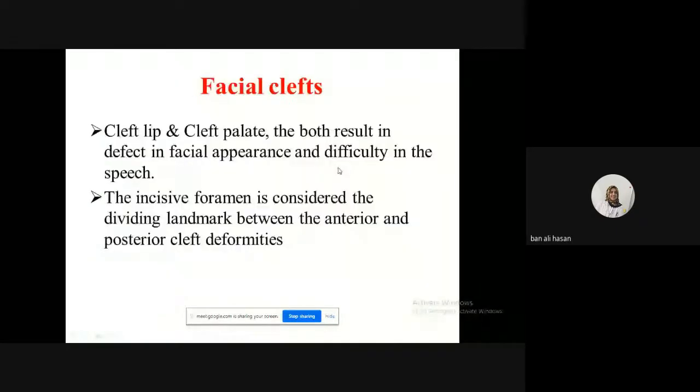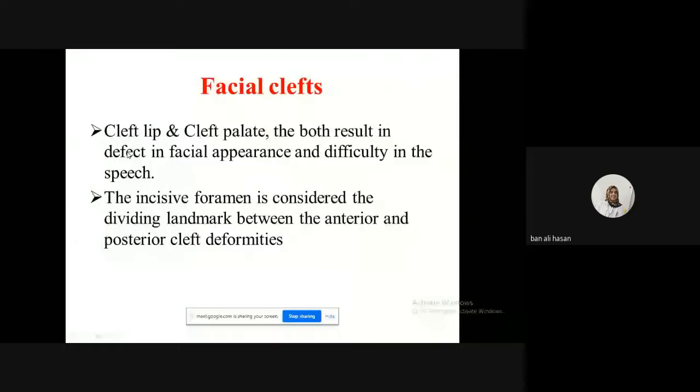So let's come to the facial clefts. Okay, facial clefts. This is important, so please just focus on it. We have a cleft lip and we have clefts that happen in the palate, and they both result in a defect in the facial appearance and also difficulty in speech.